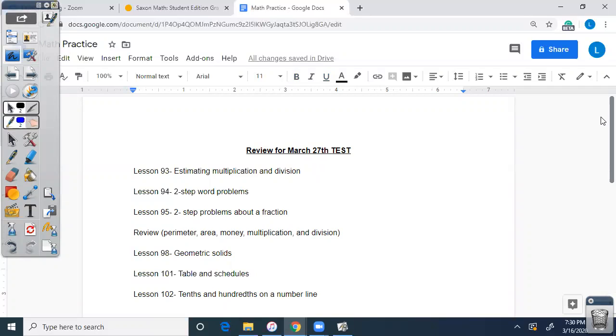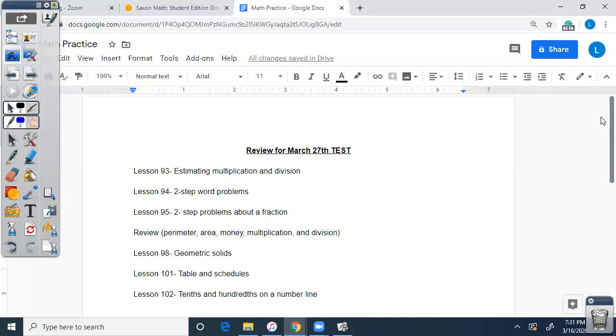That was the very first lesson that was online. Okay, and we estimated multiplication and division. We estimated the product. Product is the answer to a multiplication problem. We estimated the quotient. Quotient is the answer to a division problem. And when we estimated multiplication, we rounded to the nearest 10. So if we did 43 times 23, we rounded 43 to the nearest 10 and 23 to the nearest 10.